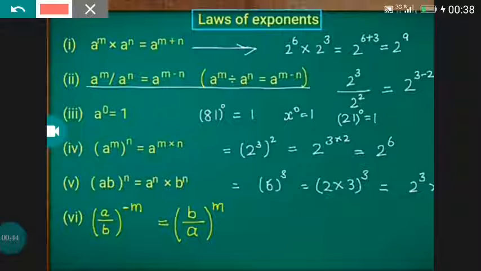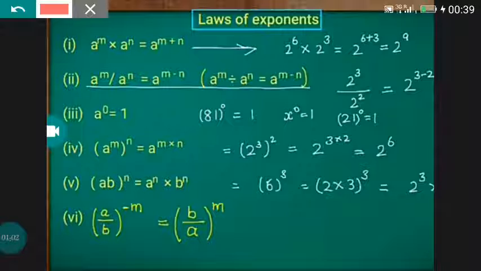2 raised to power 6 into 2 raised to power 3. Base is same. So what will happen with the powers? 6 is the power here, 3 is the power here. Yes, you can all see. It becomes 2 raised to power 6 plus 3, that is 2 raised to power 9 is the answer. Clear? Let's move to the next law of exponent.